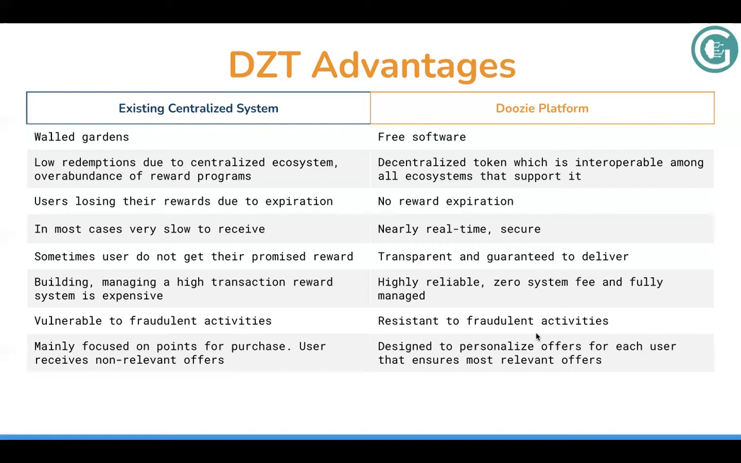Less vulnerable to fraudulent activities. We talked about it before. And we also talked about how centralized reward management systems focus on points for purchase. It doesn't actually care whether it is sending non-relevant offers to the end users or not. But since one of the key components of the Doozie token ecosystem is that it is capable of sending personalized offers, each user receives the most suitable offers for them, and this actually increases the probability of them redeeming their reward.